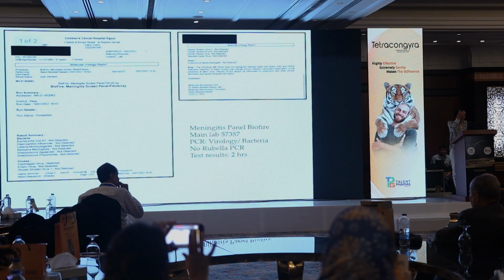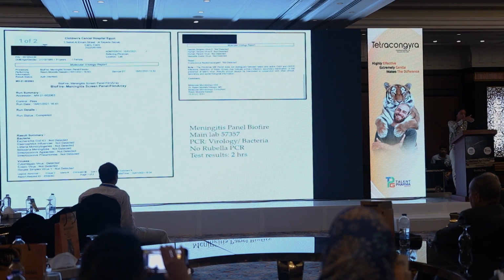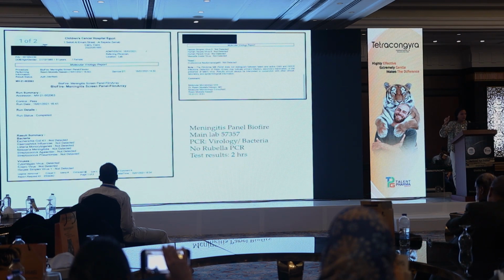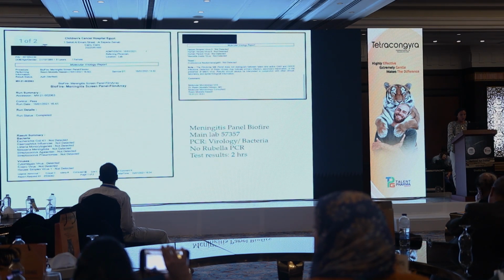And the kits that I use are from the Children's Hospital. I have no financial interest, and they test for things that are common opportunistic infections for children who are on chemotherapy. So you will find that there are some bacteria and the herpetic viruses, but not all. There is no Epstein-Barr virus, and there is no rubella PCR.